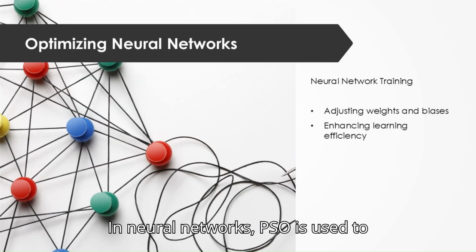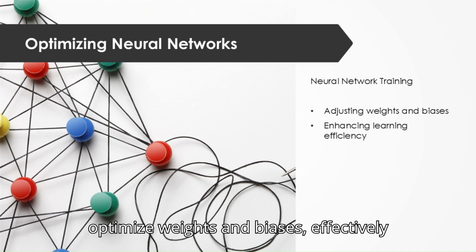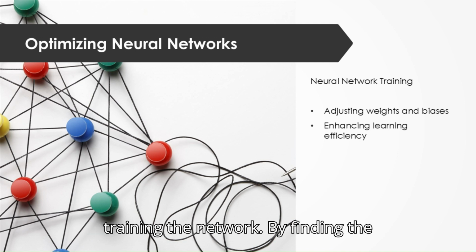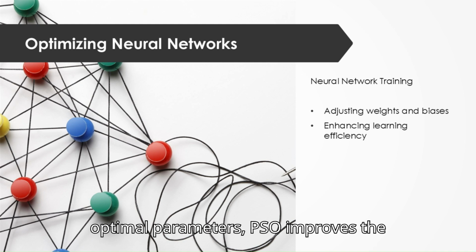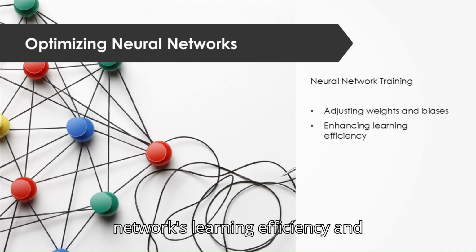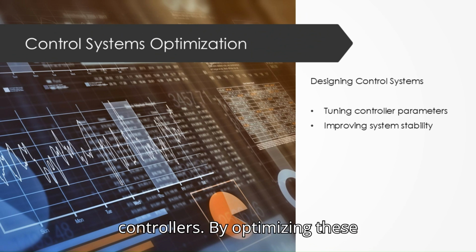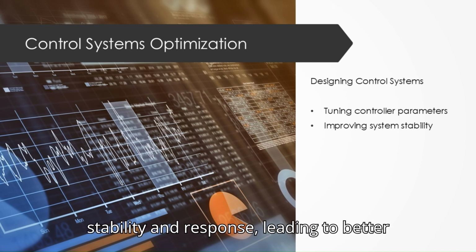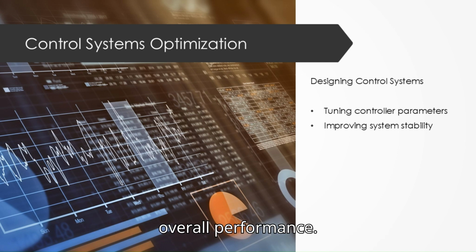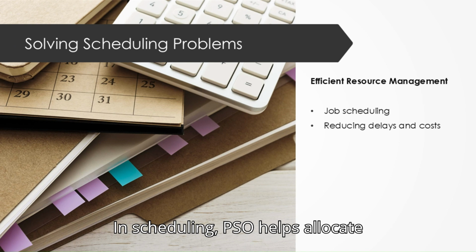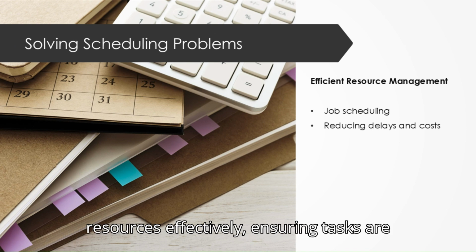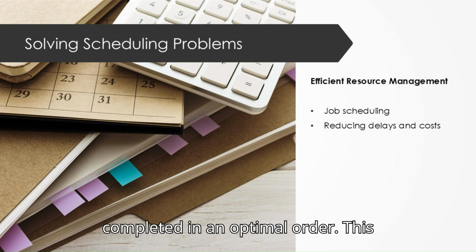In neural networks, PSO is used to optimize weights and biases, effectively training the network. By finding the optimal parameters, PSO improves the network's learning efficiency and predictive accuracy. PSO assists in tuning parameters of control systems, such as PID controllers. By optimizing these parameters, PSO enhances system stability and response, leading to better overall performance. In scheduling, PSO helps allocate resources effectively, ensuring tasks are completed in an optimal order.